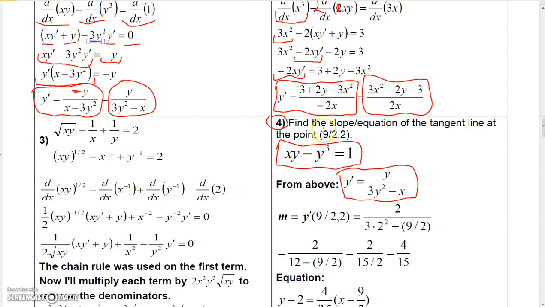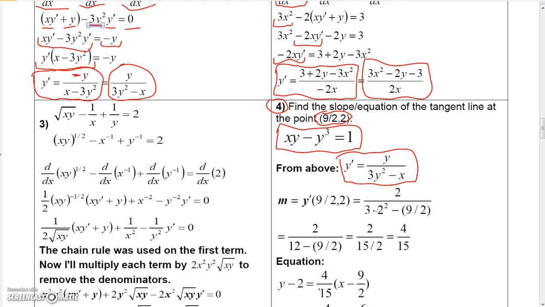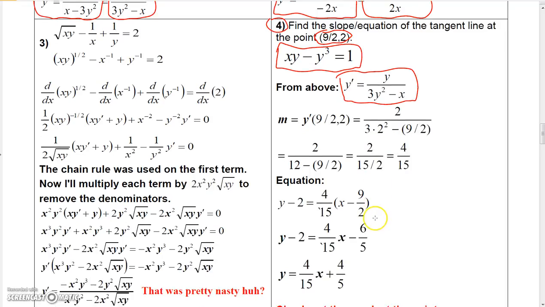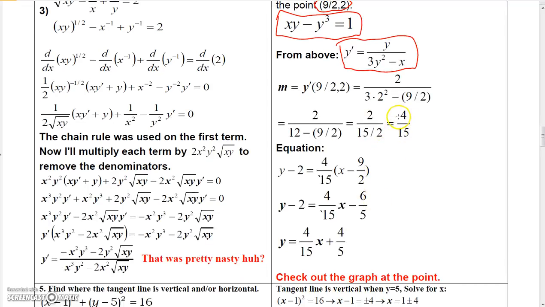So all I have to do to find the slope of the tangent line is plug 9/2 and 2 in there. So plug 9/2 in for x and 2 in for y. So I'll plug a 2 in here and here and a 9/2 in here. And then I'll get 2 over 3 times 4, which is 12, minus 9/2. So that gives me 12 minus 9/2 is 15/2. So I have 2 divided by 15/2, which is 4/15. Now, 4/15 is the slope.